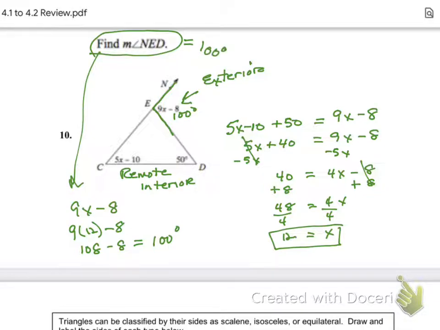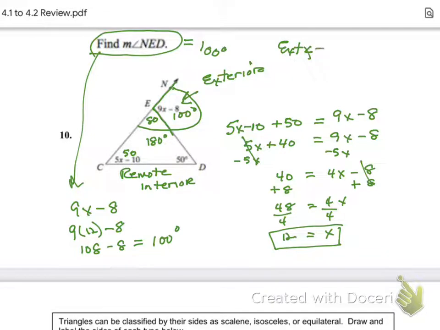Okay, so we can check our work by plugging in for x in the one remote interior angle. So 5 times 12 minus 10 gives me 50. So this is 50, this is 50, this is going to be 80 because these are on the same line, and I need to make sure that my triangle sums to 180, which it did.